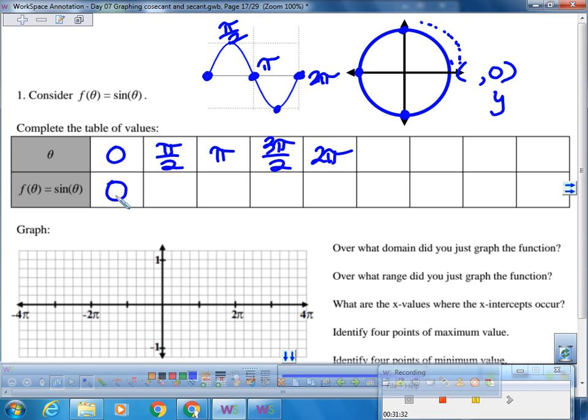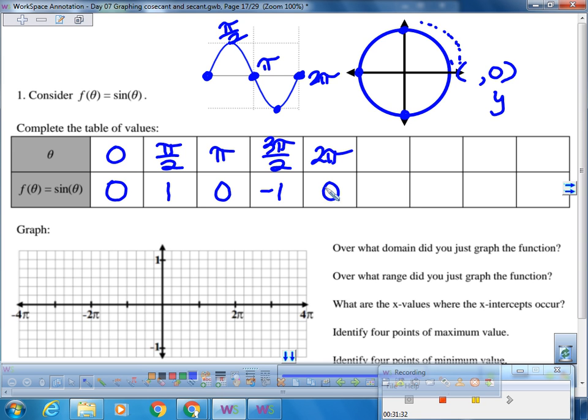Okay, so let's go through those coordinates that we got. When I'm at 0 rotations, I'm at 0. When I'm at a quarter of a rotation, I'm at 1. When I'm all the way over at pi, where am I? And when I'm at 3 pi over 2, I'm at negative 1. At 2 pi, I'm at 0. You see how I'm connecting the two of them?